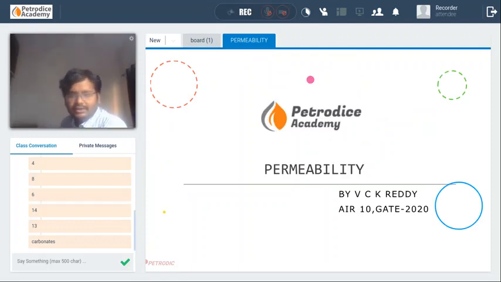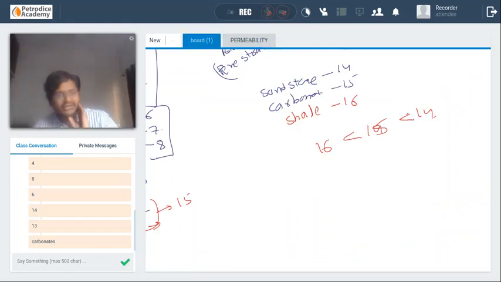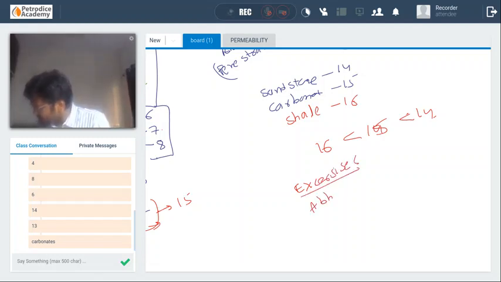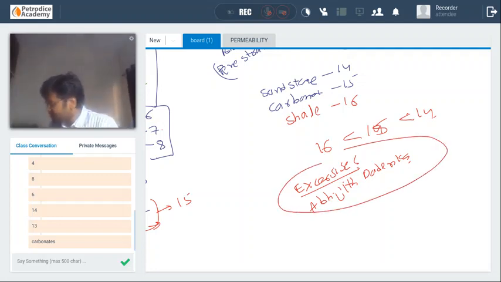Guys, today we will start a new topic, that is permeability. Okay. Write down the new concept, permeability. Guys, see, yesterday I have given you an assignment to complete the exercises in Abhijit Dandekar. So we will discuss these particular exercises of Abhijit Dandekar in tomorrow's class. So by that particular class, try to do those questions on your own. If you have any doubts, we will discuss those in tomorrow's class.